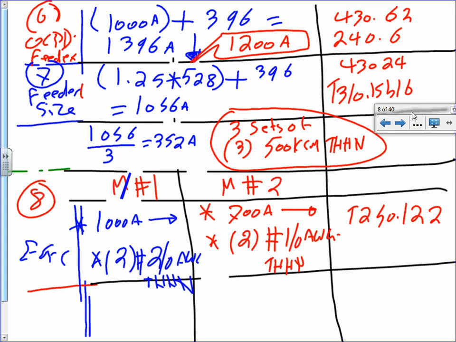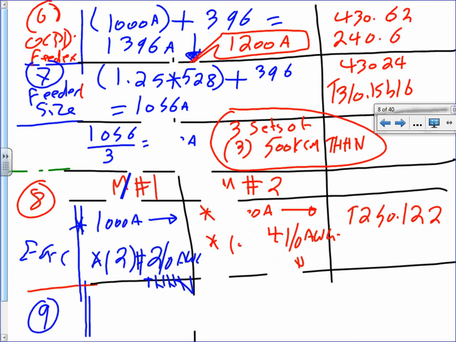So here's my number 9. Equipment ground conductor for the feeder. What was the overcurrent device for the feeder? Can you give me a hand, 1056? Just 1056 divided by 3. How much? This one? 352. And what did we erase? What was that one? Was 1,000. That was 700. Thank you.